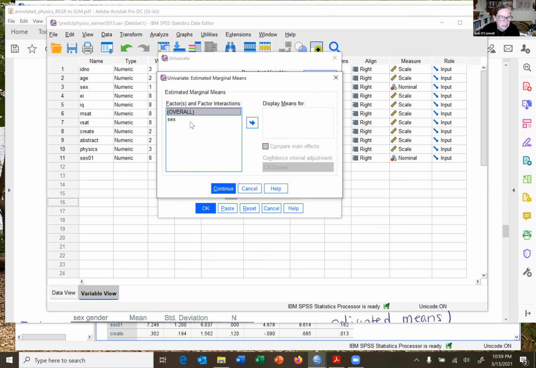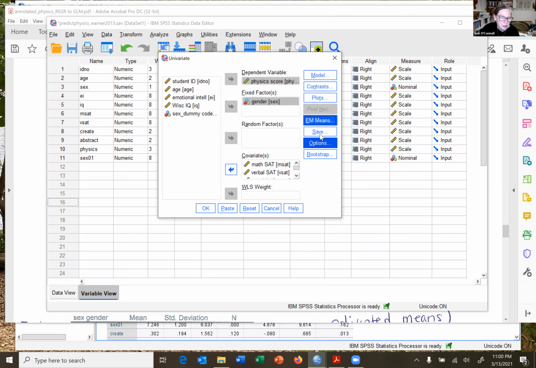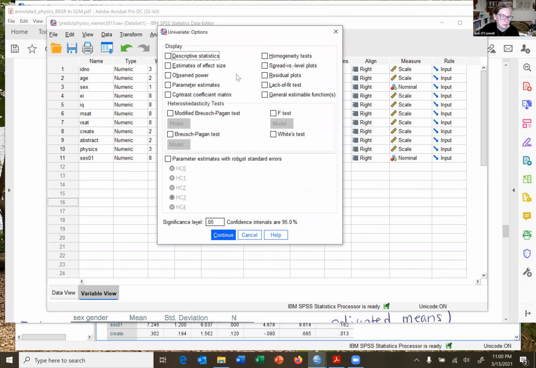EM means, I'm going to skip this statement for right now because we only have a dichotomous variable. Sex is dichotomous, so we don't need to worry about looking at the specific differences in means. So I'm going to skip that for now. And for options, I'm going to pick the same three: descriptive statistics, estimates of effect size, and parameter estimates.